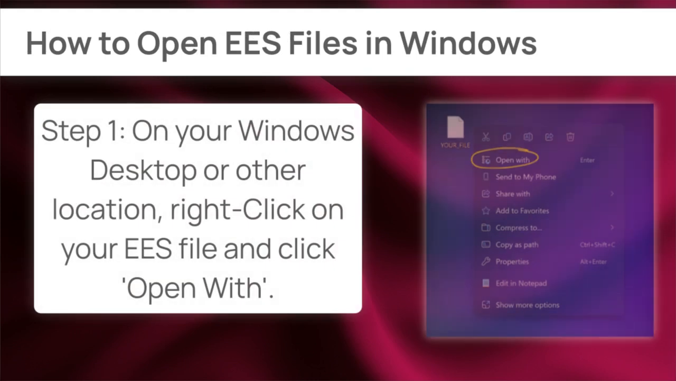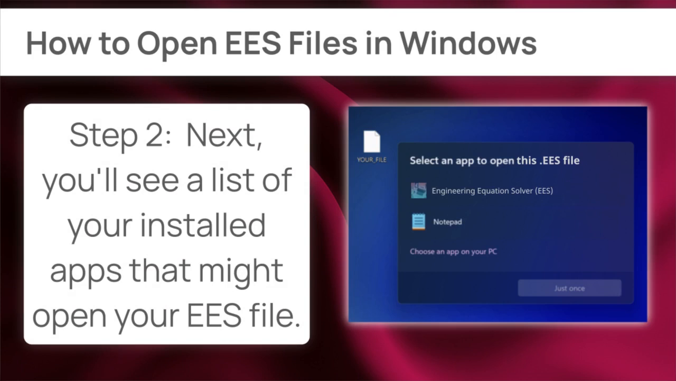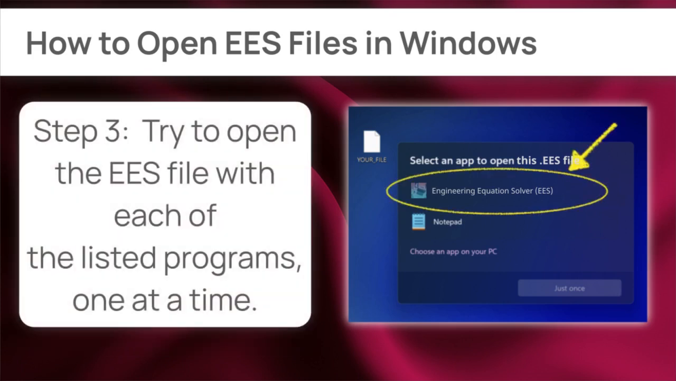Begin the search for the specific application handler. Right-click the EES file and choose Open With. Use Engineering Equation Solver, EES, first. If it's absent, select another program. This test sequence is essential.